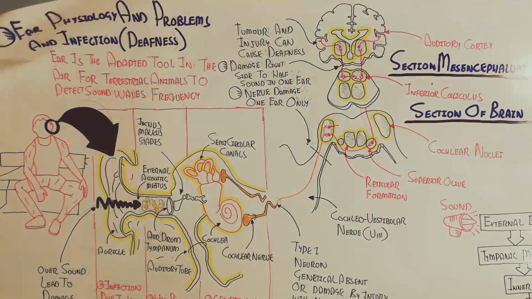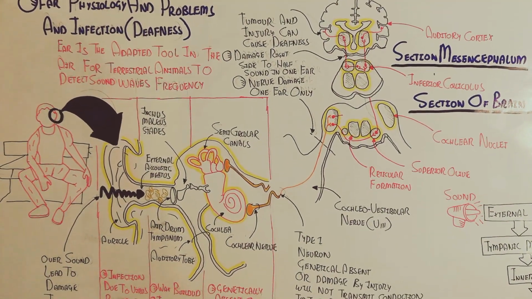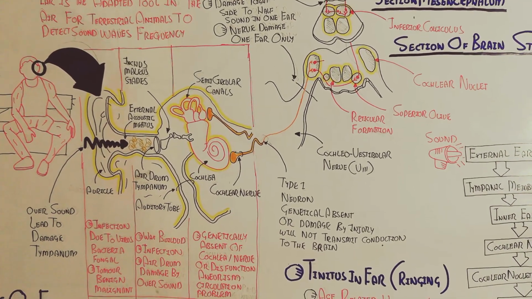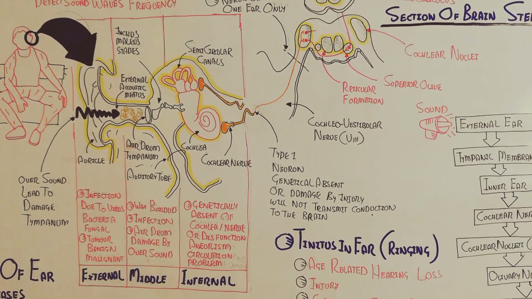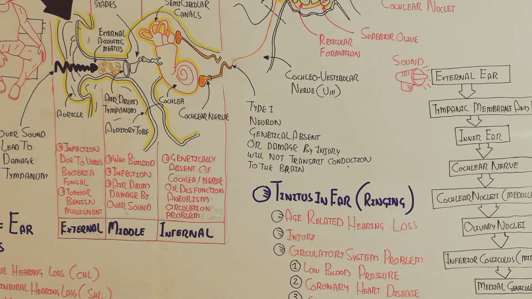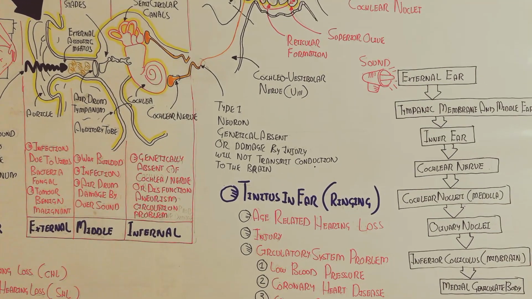So we have covered ear physiology in this video, and we have discussed the complications and diseases on the basis of the situation. It can be a brain problem or an ear problem. It can be the cochlear nerve.